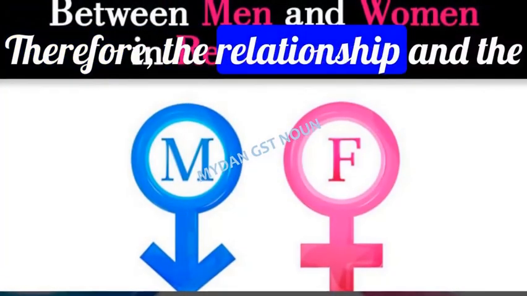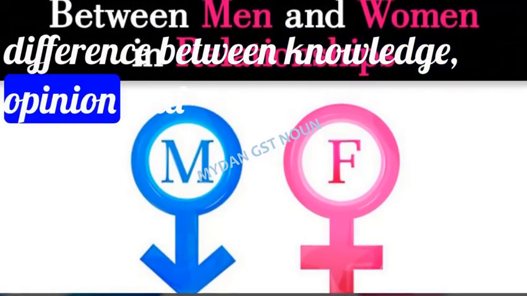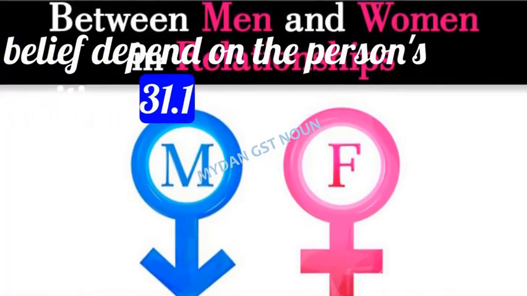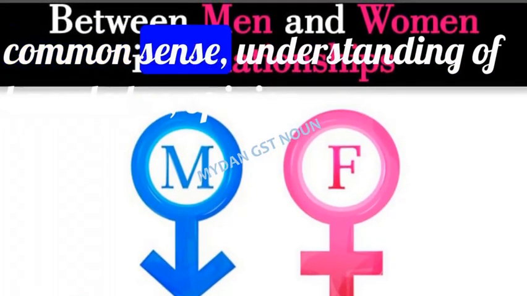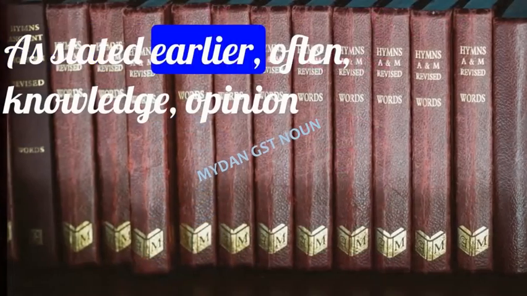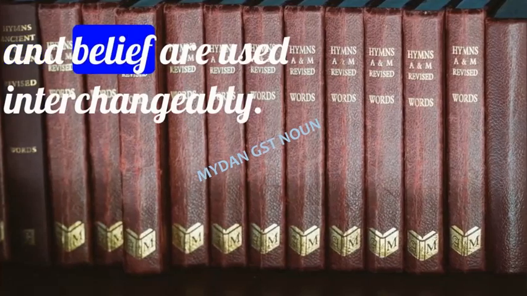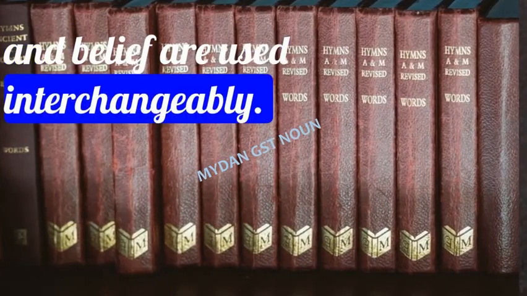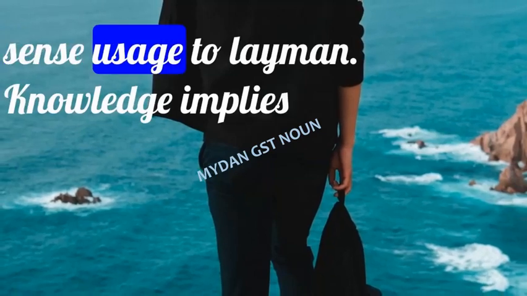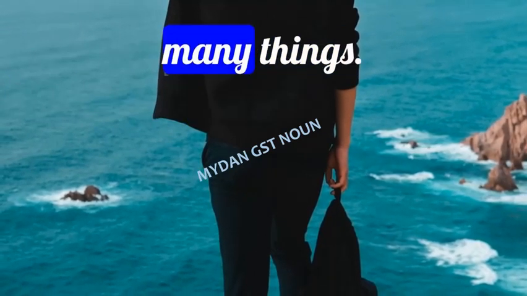Therefore, the relationship and the difference between knowledge, opinion, and belief depend on the person's position. 3.1.1. Common sense understanding of knowledge, opinion, and belief. As stated earlier, often knowledge, opinion, and belief are used interchangeably. This confusion mostly appears in common sense usage. To a layman, knowledge implies many things.